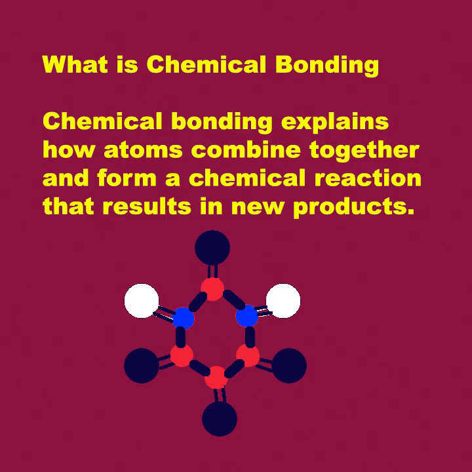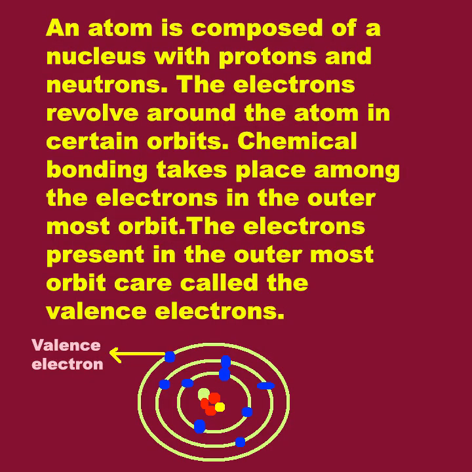Chemical bonding. Chemical bonding explains how atoms combine together and form a chemical reaction that results in new products. An atom is composed of a nucleus with protons and neutrons. The electrons revolve around the atom in certain orbits. Chemical bonding takes place among the electrons in the outermost orbit. The electrons present in the outermost orbit are called the valence electrons.